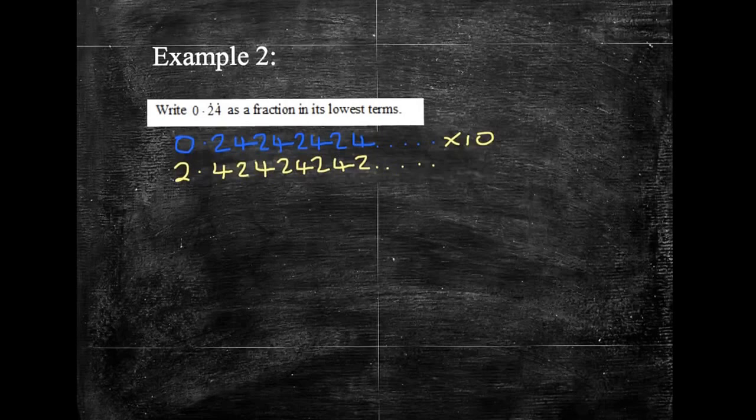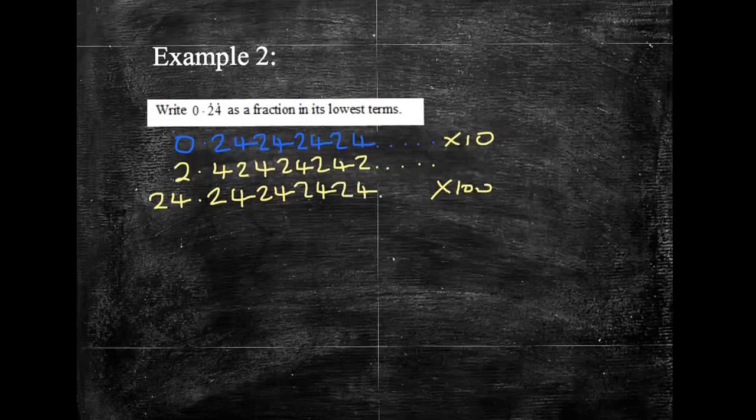That's not going to help me. So instead of multiplying by 10 this time, I'm going to multiply by 100. So if I times that first one by 100, I'd get 24.24242424, and so on. This time I'm hoping that you can see that the numbers do line up. When we take one away from the other, just like in the last example, we're going to be able to get rid of our decimals.